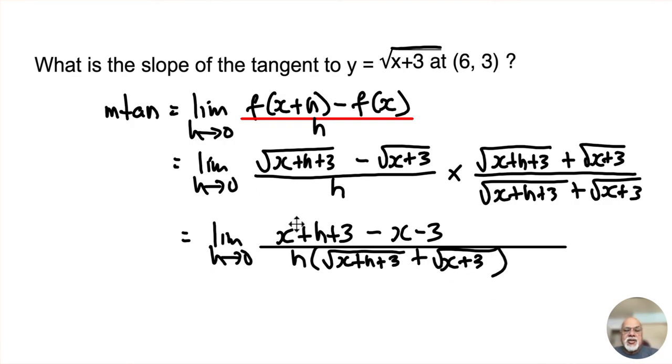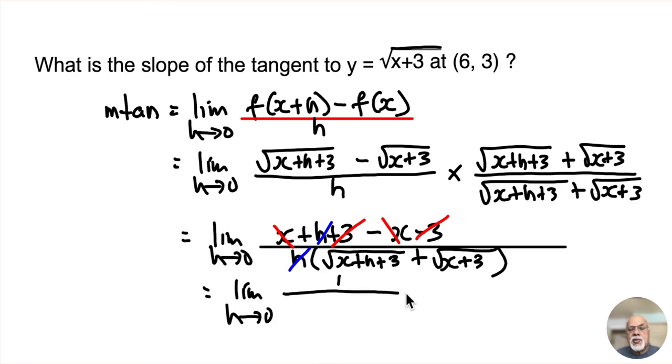All right, you'll notice that the x's cancel as promised. The 3's cancel, and so we end up getting just h over h. And so these h's cancel, and I end up with just the limit as h goes to 0 of 1. All that will be left on the top is a 1. And on the bottom, we've got the square root of x plus h plus 3 plus the root of x plus 3.